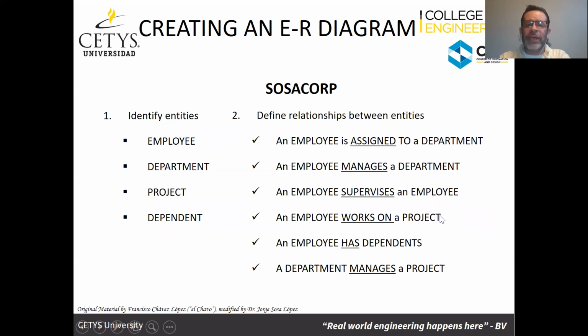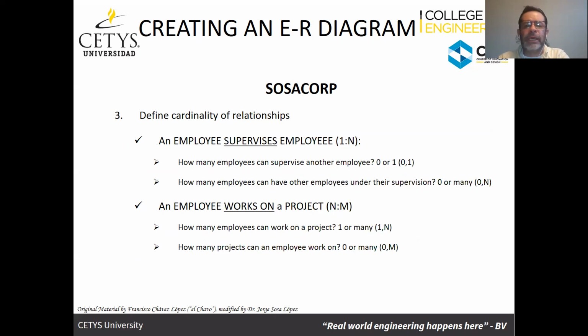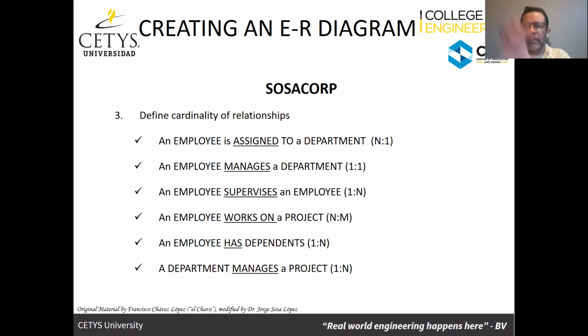We had identified 4 entities: employee, department, project, and dependent. We had defined relationships between these entities that are shown there. We had also defined cardinality for the relationships. We see there that we have the different cardinalities assigned for each relationship we have. Some of them are N-to-1, 1-to-1, 1-to-N, N-to-M, etc. This is the kind of summary of the relationships.